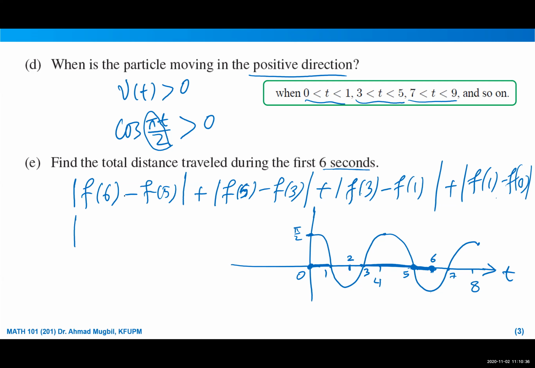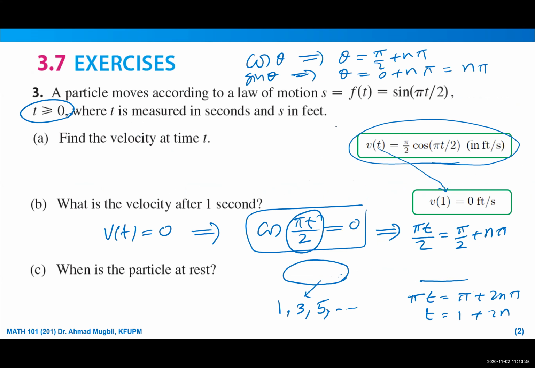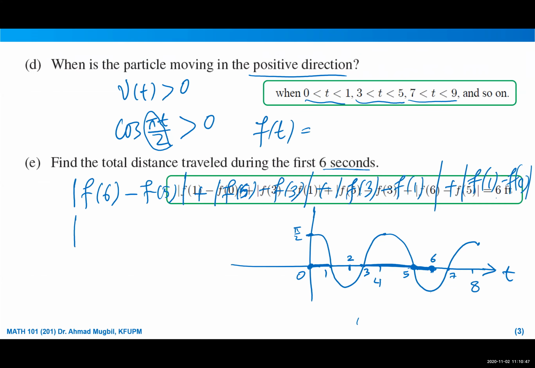The value of the function at 6, what is the function? What is f of x? What is f of t? F of t, who remembers what it is? It is sine of pi t over 2. So if you put t equals 6, what will happen?